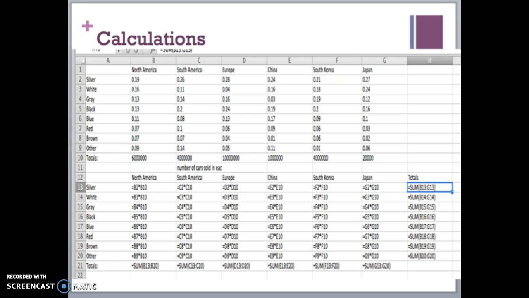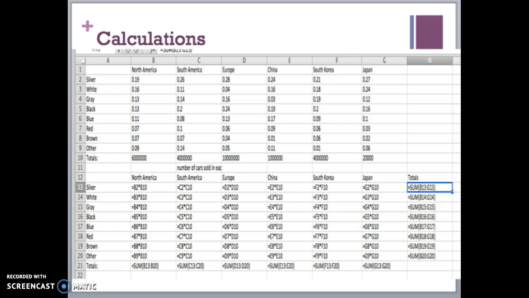So this is how I calculated which colors were sold in each region, and how many. So first, I turned my percentages into decimals. So for instance, you see in B2 that I have 0.19, when in the given information it was 19%. So I turned all the percentages into decimals in order to do my calculations.